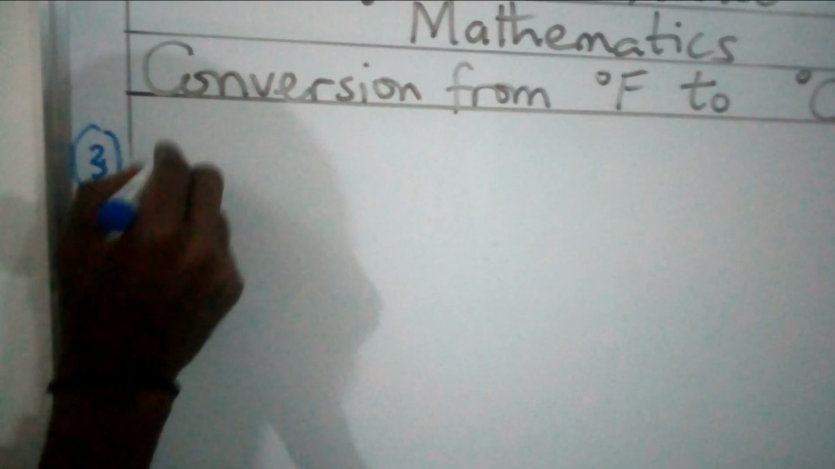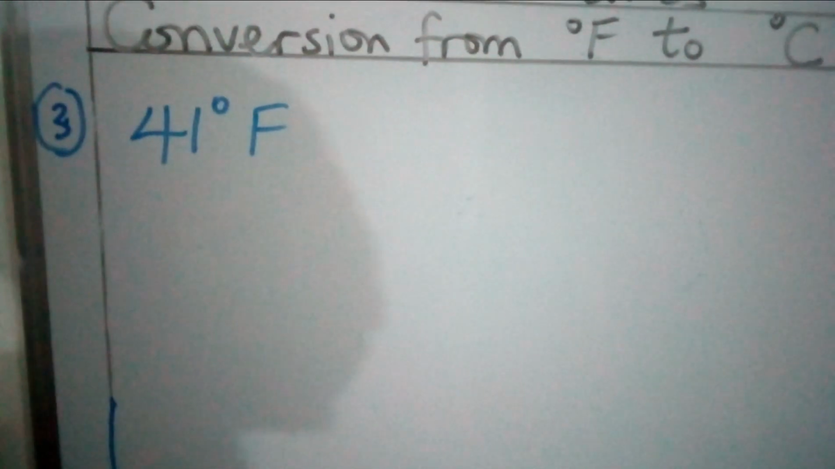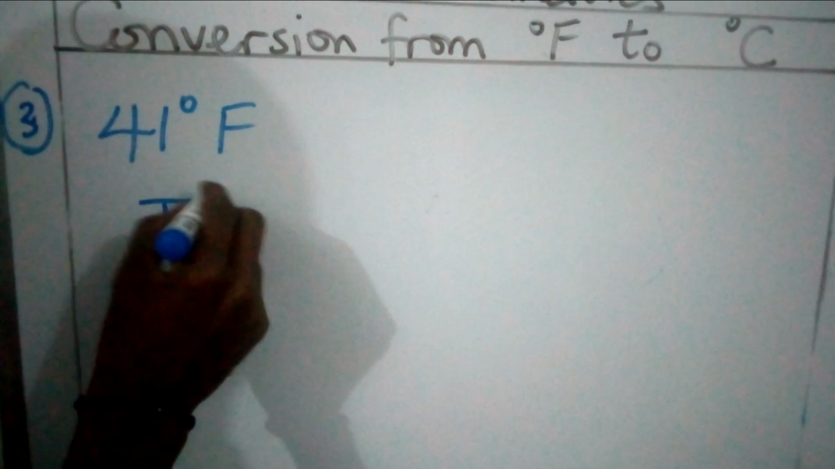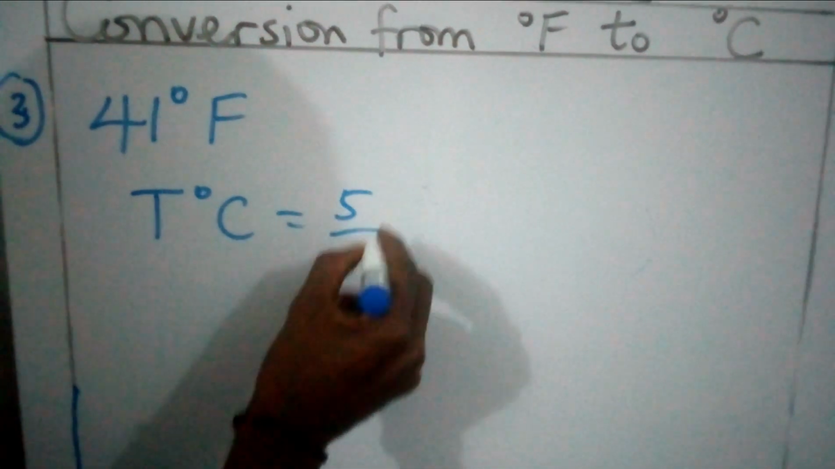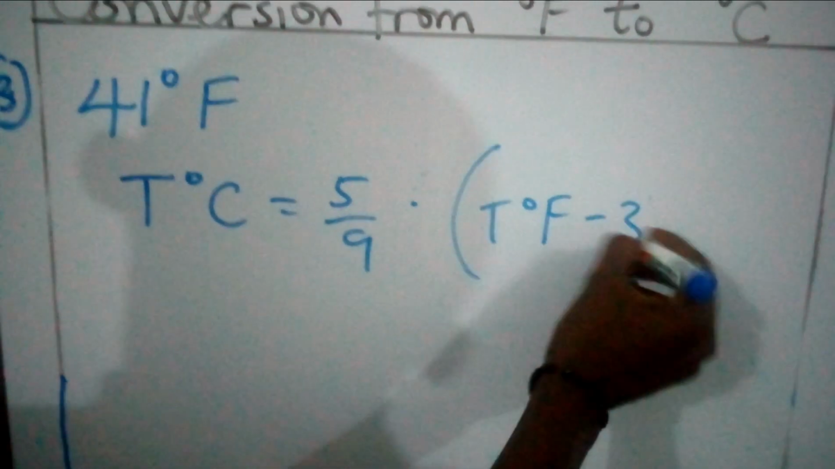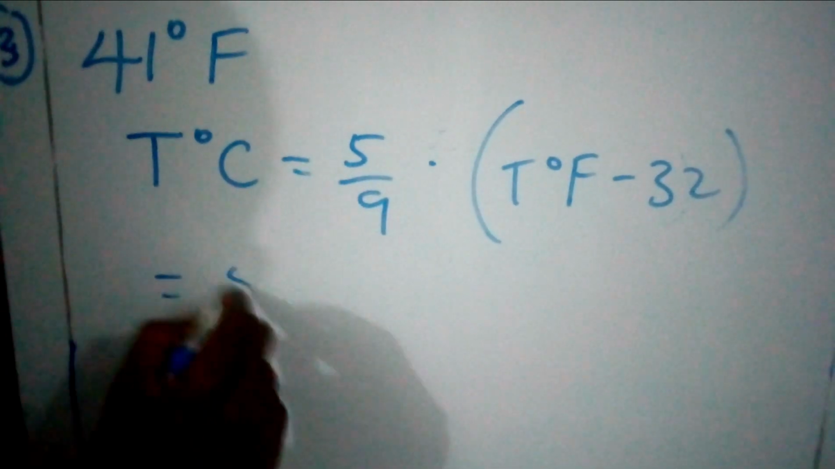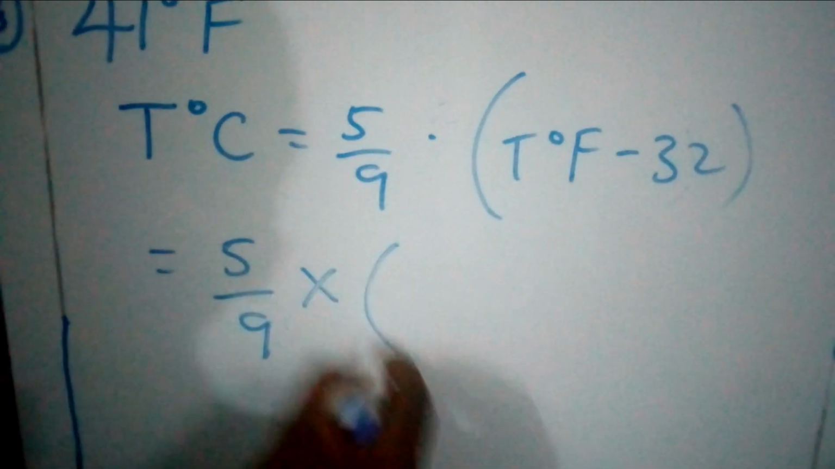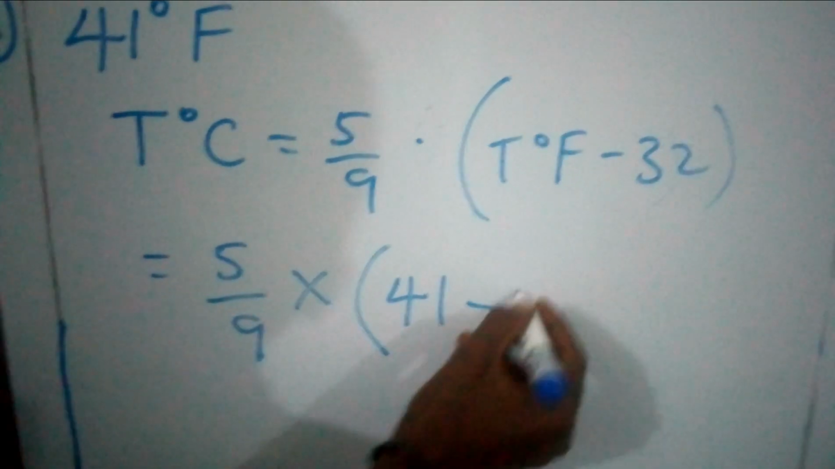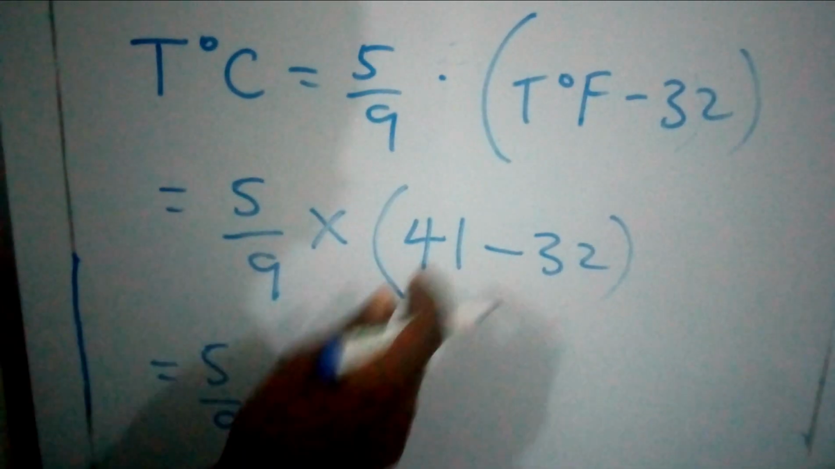Alright, let's take the last example for today. Example 3. Convert 41 degrees Fahrenheit to degrees Celsius. Don't forget our formula. Temperature in degrees Celsius gives you 5/9 times temperature in degrees Fahrenheit minus 32. So let's substitute. You have 5/9 times, open your bracket, 41 minus 32. What is 41 minus 32?